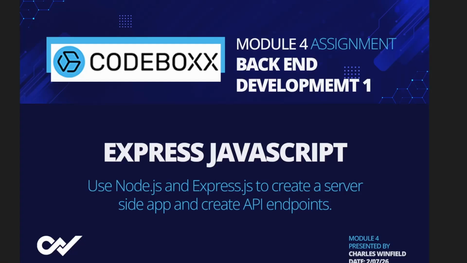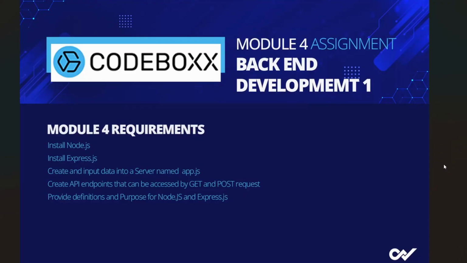I'm back for Module 4 Backend Development, Express JavaScript, using Node.js and Express to create server-side apps and create API endpoints. The goal and requirements of this module are to install Node.js, install Express.js, create and input data into a server named app.js, create API endpoints that can be accessed by GET and POST requests, and also to provide definitions and purpose for Node.js and Express.